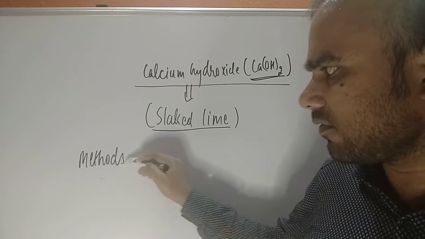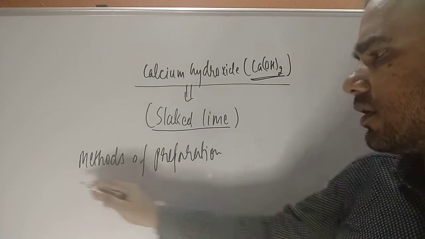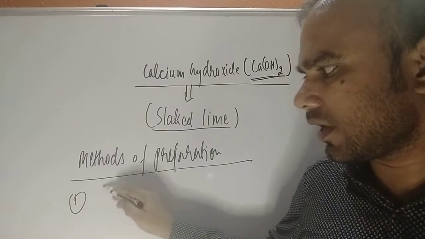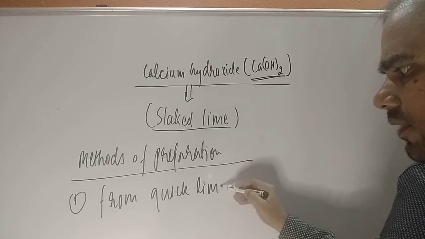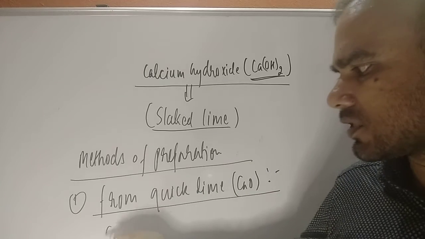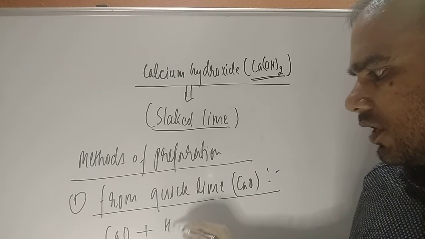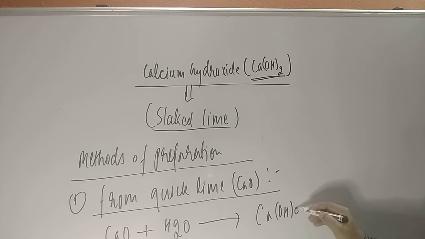Methods of preparation. So how can you prepare this? There is a very easy method from quicklime. From quicklime you can easily prepare it. Quicklime is CaO. So firstly you take CaO and treat it with water. What it will give is calcium hydroxide. This is what is known as slaked lime. This is the important compound which you are going to prepare from quicklime.